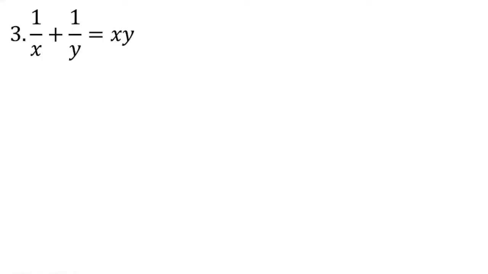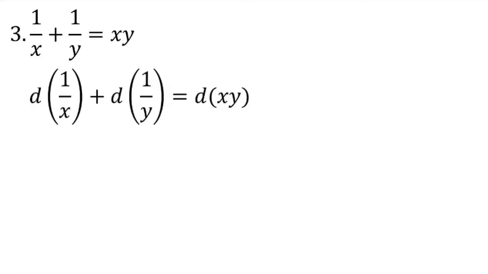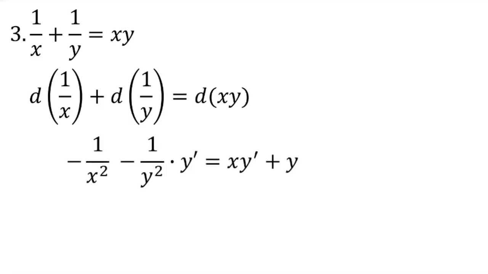Number 3, 1 over x plus 1 over y equals xy. Get the derivative of each term. The derivative of 1 over x plus the derivative of 1 over y equals the derivative of x times y. Applying the derivative of a reciprocal rule, the derivative of 1 over x will be equal to negative 1 over x squared. The derivative of 1 over y is negative 1 over y squared times y prime equals xy prime plus y. So write the like terms with y prime together.